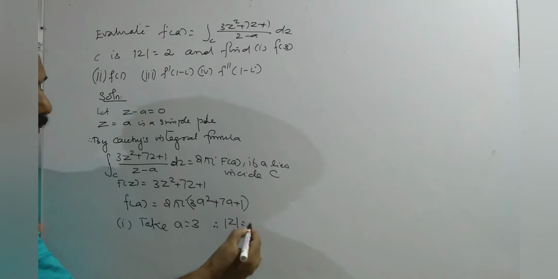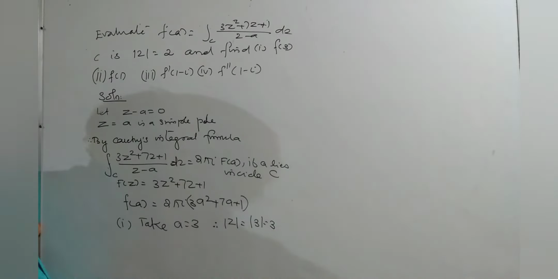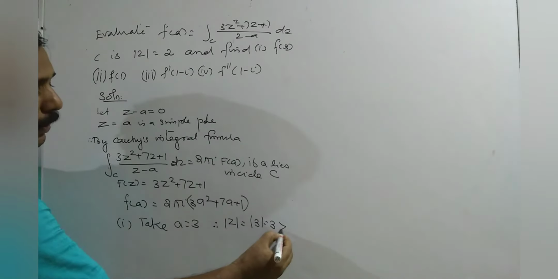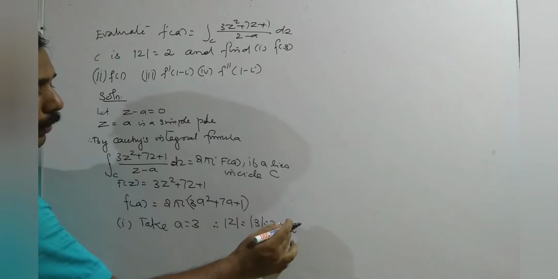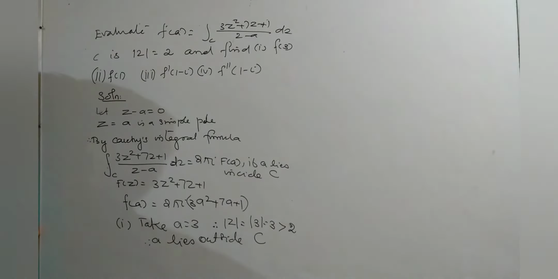Therefore, mod z is equal to mod 3 equal to 3. This is our calculated value, but the given value is 2, so it is greater than 2. If the calculated value is greater than the given value, this a lies outside. Therefore, a lies outside C. If the pole lies outside C, we can use Cauchy's integral theorem, not the formula. If it lies outside, we use Cauchy's integral theorem.